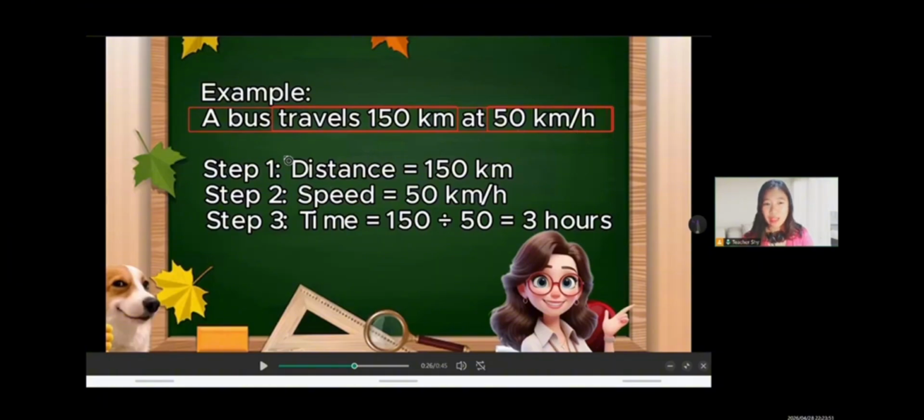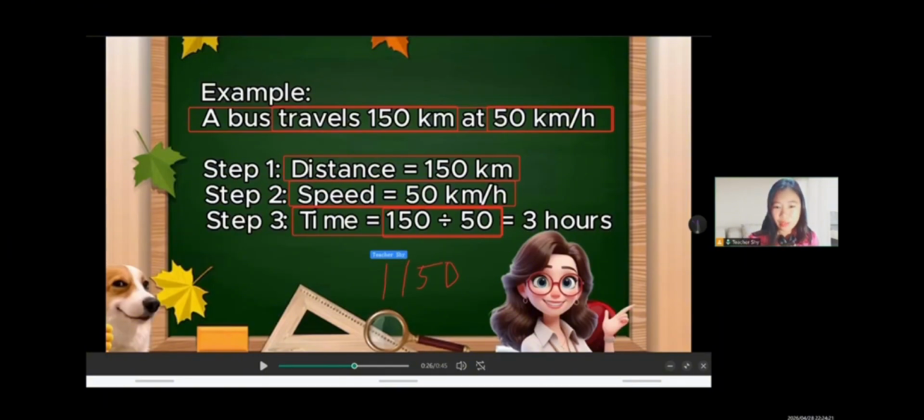Okay, so step 1, we have the distance 150 kilometers, we have the speed 50 kilometers per hour. We need to identify the distance. After identifying the distance, we have the speed. If nakita na siya, unsaon sila? I-divide sila. Okay? So after dividing nimo, let's put it here.